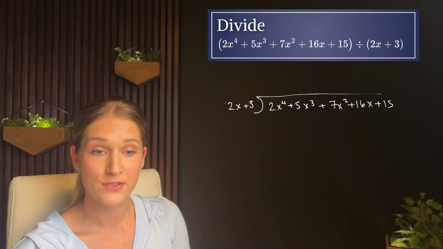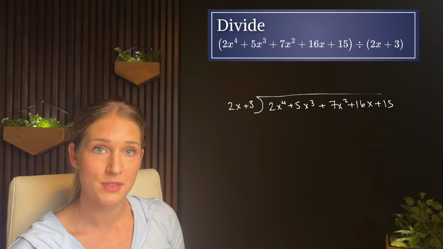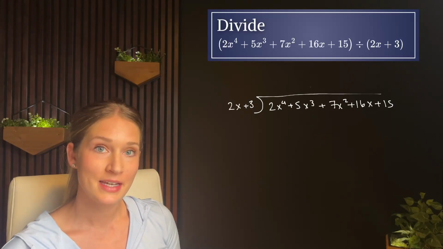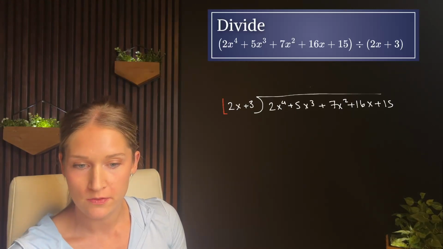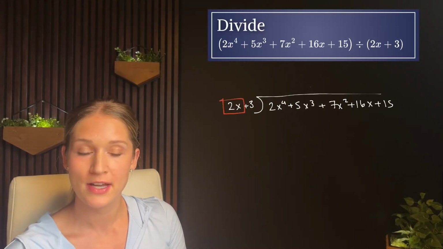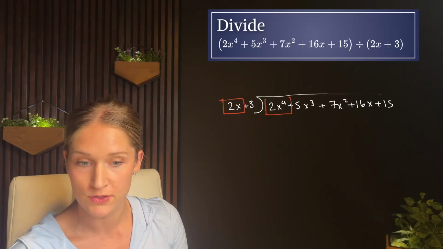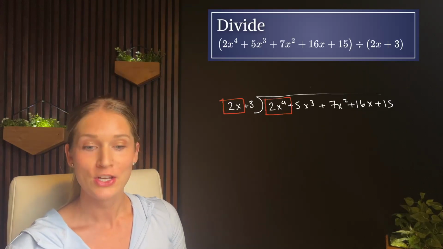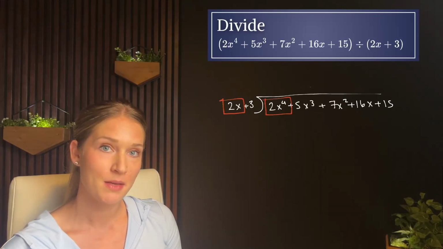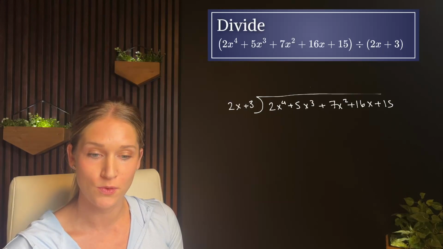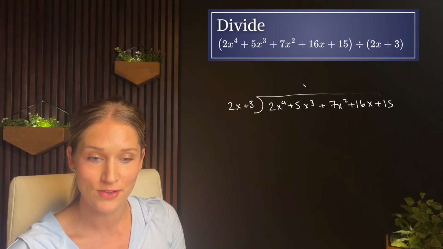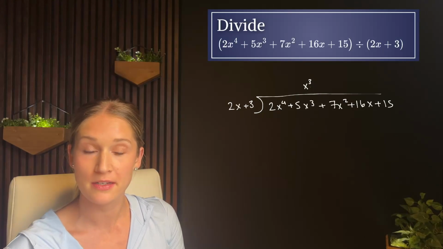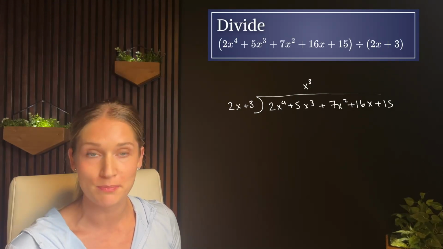Okay, so my very first step is to figure out what do I multiply the divisor by to get that first term of my dividend. But we're going to just focus on the first term of your divisor and how we multiply that to get the first term of the dividend. So I've got 2x, and I want to multiply by something to get 2x to the 4th. All I'm missing, since that coefficient's already the same, is the x to the 3rd. And I can line it up here above my x to the 3rd, or really put it anywhere.